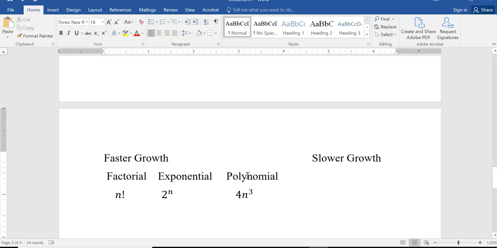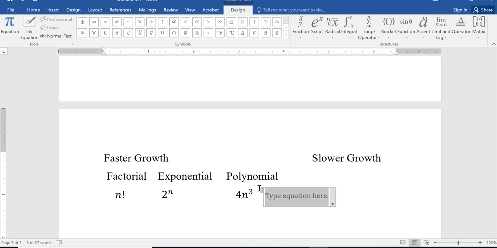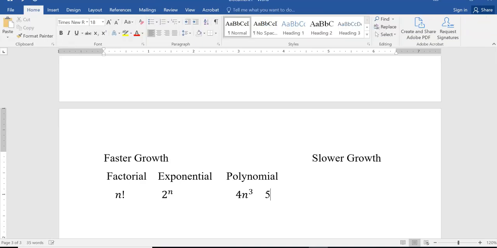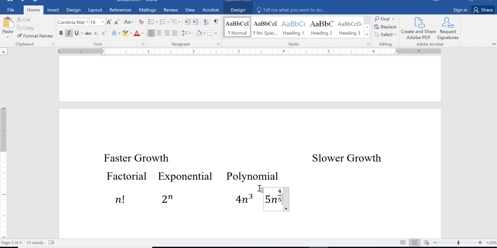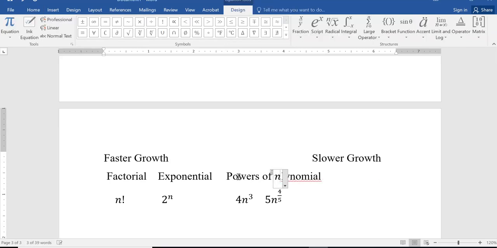Now, I say polynomial in really loose terms because technically you could also put into that category any type of n to the, I don't know, 4/5 power. Dang it, I screwed that up. So 5 times n to the 4/5 power, right? Something like that. So it doesn't always have to be whole number exponents, but some type of power of n. Instead of polynomial, but a lot of times I call this polynomial growth.